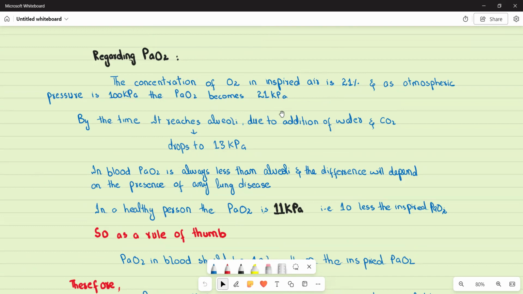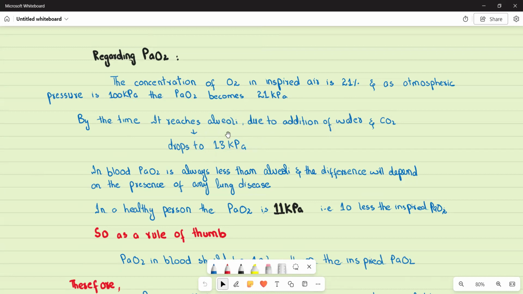Okay, then when we inspire this air, inside our respiratory tract, there is addition of water and CO2 to this inspired air. So by the time it reaches the alveoli, the concentration of oxygen drops to 13 kilopascal. Okay, because now the inspired air contains more water and carbon dioxide, which are added to it from our respiratory system. So in alveoli, the partial pressure of oxygen drops to 13 kilopascal.